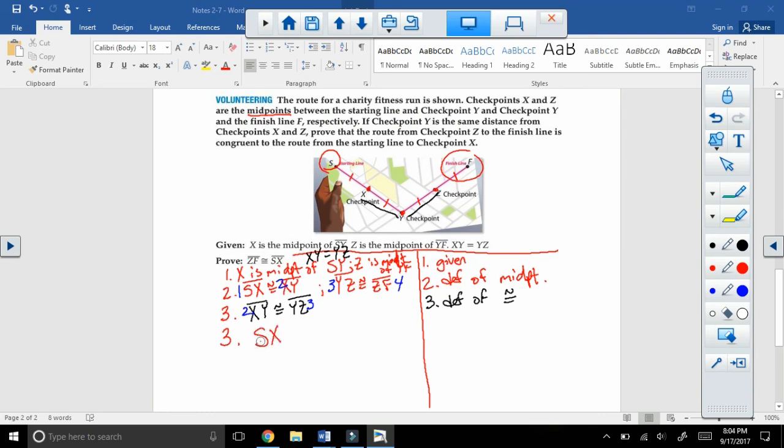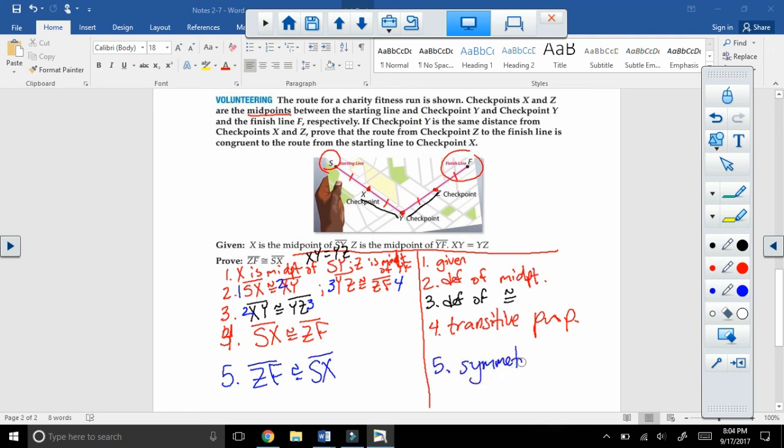We can say that SX is congruent to ZF, and whoops, this is step number 4. This is the transitive property. And then this is almost what they wanted me to say. If you just look here, all I need to do now is flip the order of this to say that ZF is congruent to SX, and this is symmetric. So we will work together on this in class, and hopefully I can help you out if you have questions.